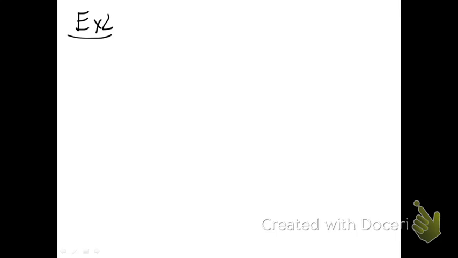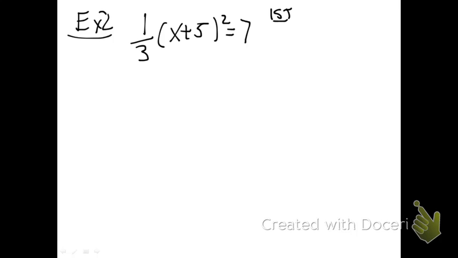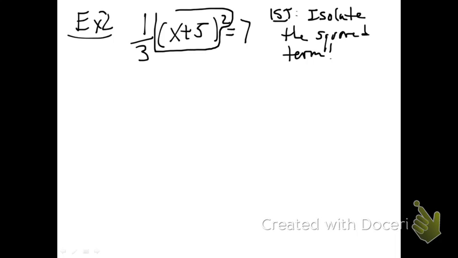Okay, example 2. In this slide, let's try to solve the following by taking square roots. Let's do 1/3 of the quantity x plus 5 squared, and that's equal to 7. Alright, so our first objective, much as it was on that last example, the first thing that we're going to do is isolate the squared term. Alright, so in this particular problem, the squared term is the binomial x plus 5.